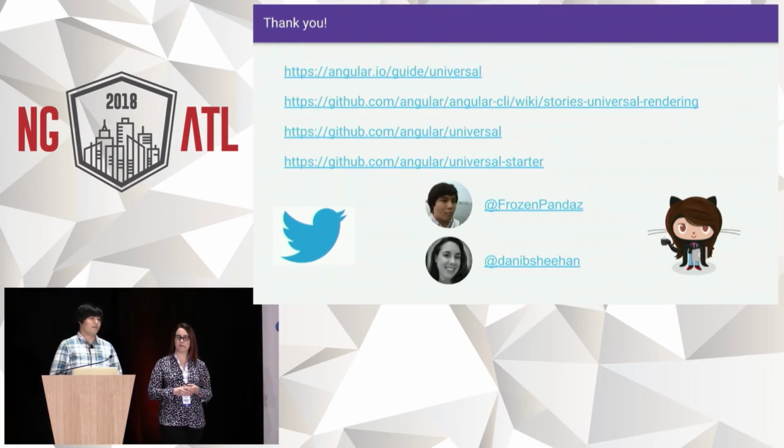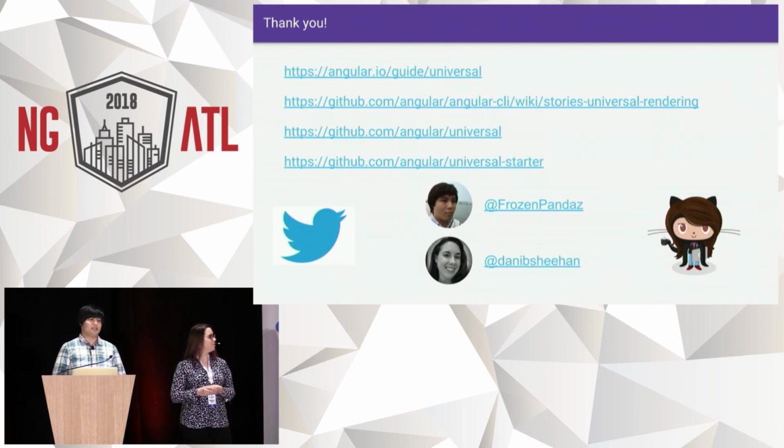Here are some extra resources that I recommend you take a look at if you want to get ready in universal rendering. Angular.io has a guide on universal rendering. You can find it at /guide/universal. There's also a story in Angular CLI, which describes how to get started using Angular CLI. And the Angular/universal repo is where we build out the tools like ngExpress engine and the module loader, and also some other engines that let you hook into .NET and stuff like that. You can also check out the Universal Starter to get started right away.